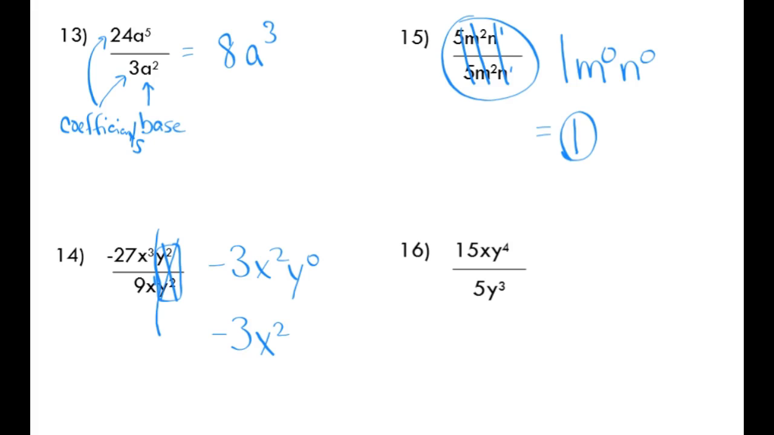And 16, we'll finish this one up with 15 divided by 5 equals 3. There's an x still on top. That canceled with nothing on the bottom. If you notice that there's no x's down here at all, so the x just kind of stays the same. And then 4 minus 3 is 1. And you don't have to write the little 1 on the y. It looks a little more professional if you just leave it y.